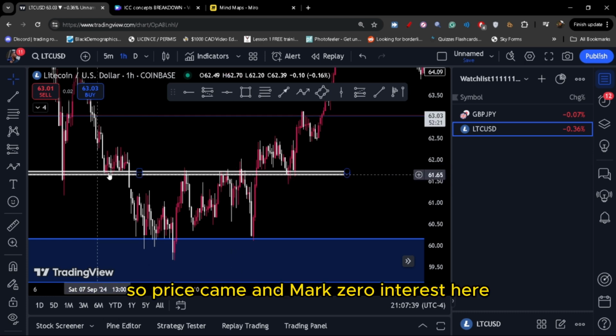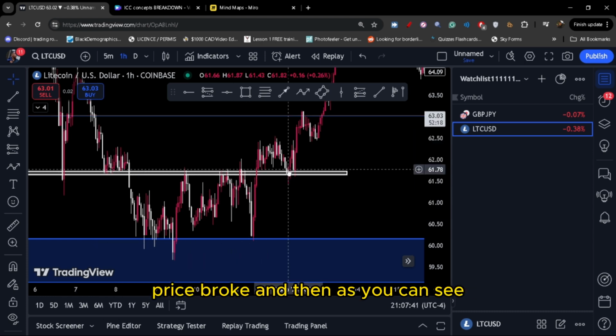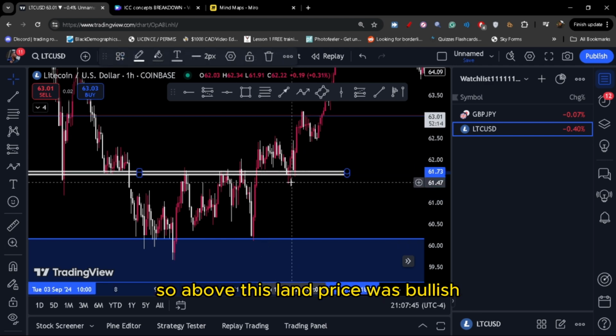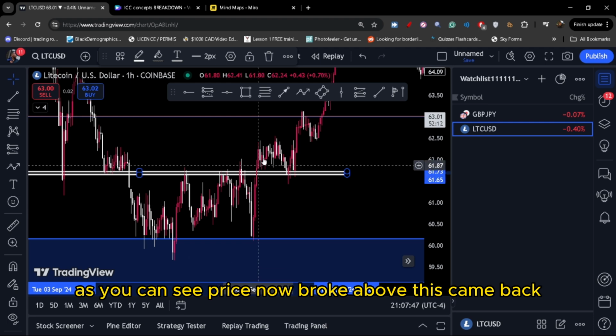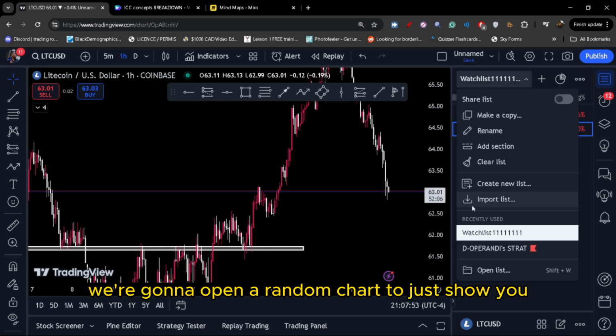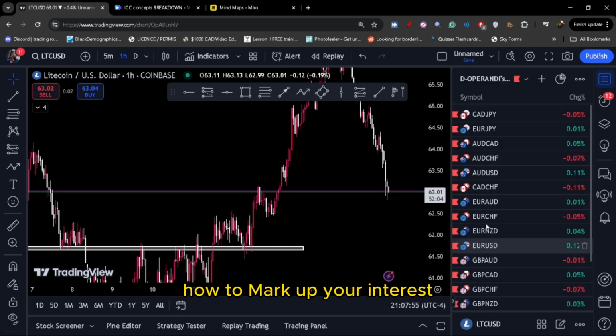So price came, I marked this area of interest here, price broke, and as you can see, separation between buyers and sellers. Above this line, price was bullish, below this line, price was bearish. Price now broke above this, came back, retested, and gave you an entry to then buy up. We can open a random chart too, to show you how to mark up your area of interest.